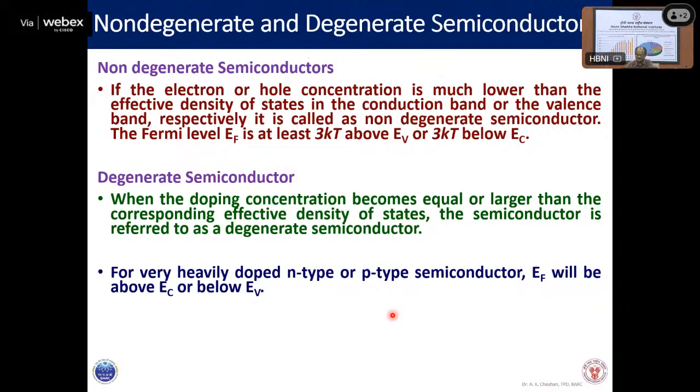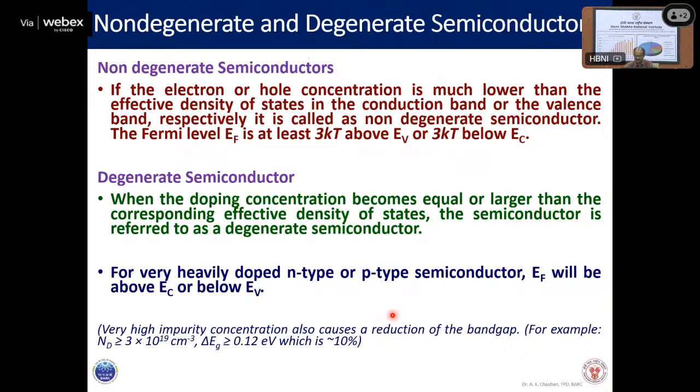Just imagine. Similarly, in a P-type semiconductor, you keep on adding more and more impurities. In that case also, in a highly degenerate, very highly doped semiconductor, the Fermi level will coincide below the top of the valence band. So what does very high impurity concentration mean? It also causes a reduction in the band gap.